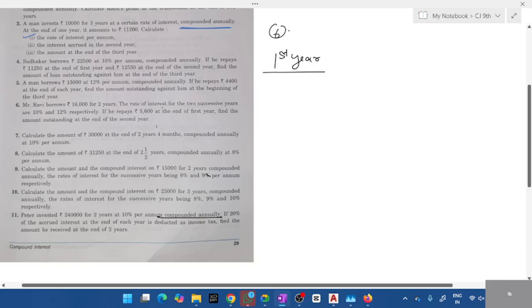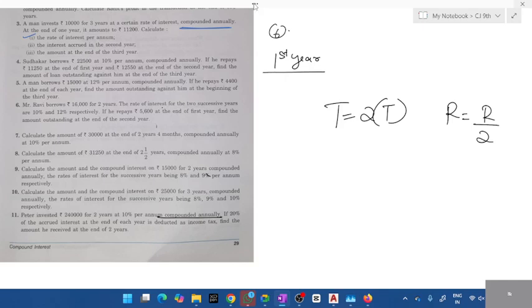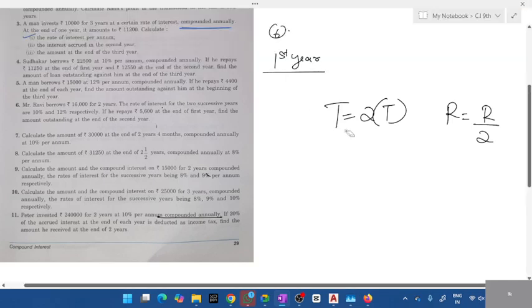Is it compounded semi-annually or annually? What kind of question is this? It is compounded. Have they mentioned the semi-annual word here? Sixth question, all of you go through the sixth one. Is there a semi-annual word here? No. So it is a per annum question. If it is semi-annual, what is the formula as I told? T is equal to 2 into T and R is equal to R divided by 2. These are the formulas I've given.